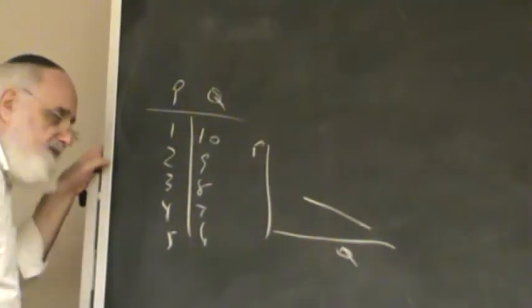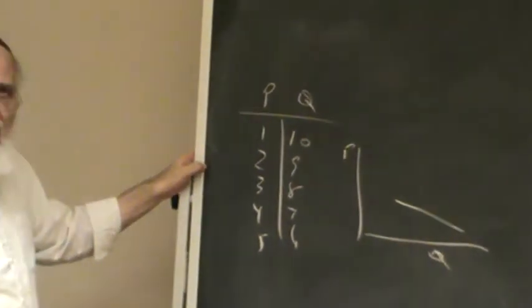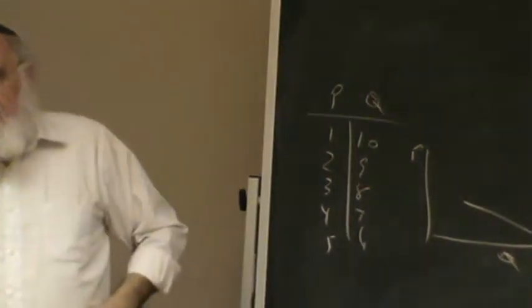So the buyer says as follows, if you charge me a dollar, I will be willing to purchase 10. If you charge me $2, I'll be willing to purchase 9. If you charge me $3, I'd be willing to purchase 8, and so on. As you can see, the price and quantity are going in opposite directions of each other. When the price goes up, the quantity he's willing to purchase goes down. When the price goes down, the quantity he's willing to purchase goes up.